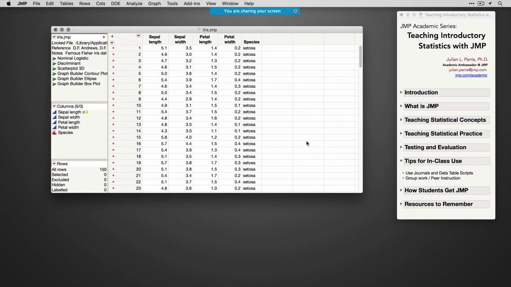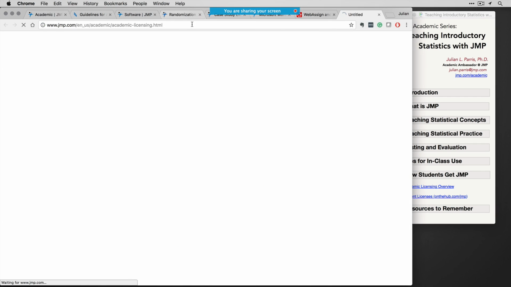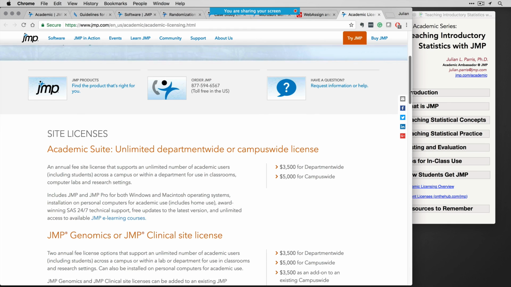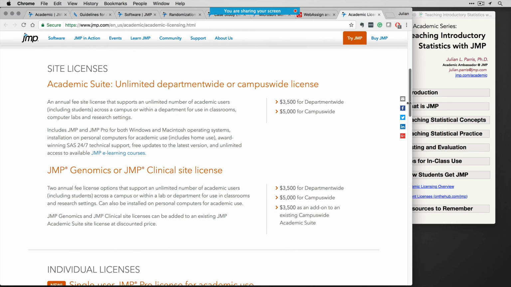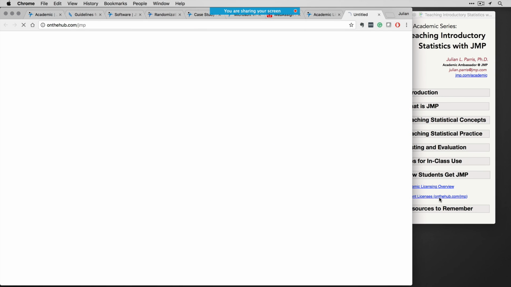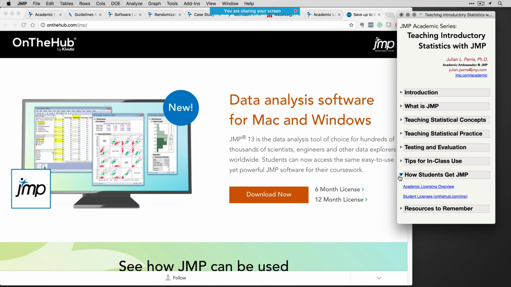Now, as far as students getting JMP, again, go to our academic page, and there's a whole section on getting JMP. Academic licensing is really easy. Most schools, most universities have a license, so students should be able to get it basically for free if the school is giving it away for that much. There's also onthehub.com/JMP student licenses, so students can get it for 6 months for $29. So for less than a cup of coffee a month, they can get JMP, professional statistical software that they can put on their resumes. So definitely worthwhile for students.